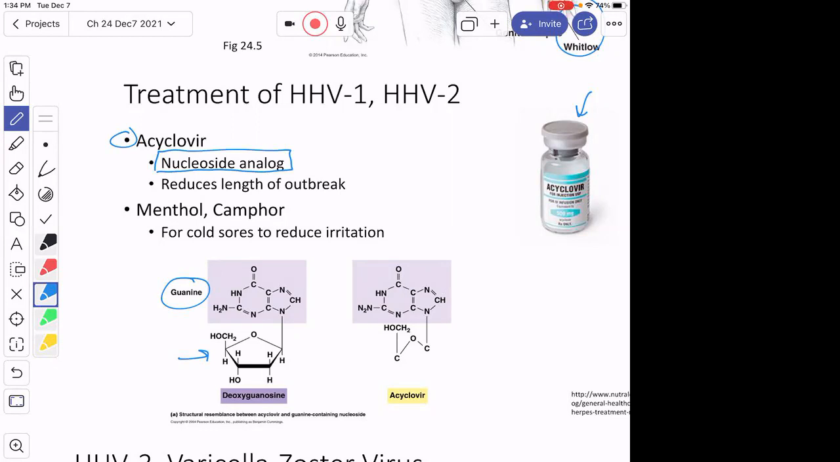Acyclovir then has the base that looks just like guanine, but you can see here the sugar is not really anything close to deoxyribose. It has no 3' hydroxyl group. Remember, that's where the new triphosphate nucleotides would add on in order to make new DNA. So basically, because there's no 3' hydroxyl group, it terminates replication.